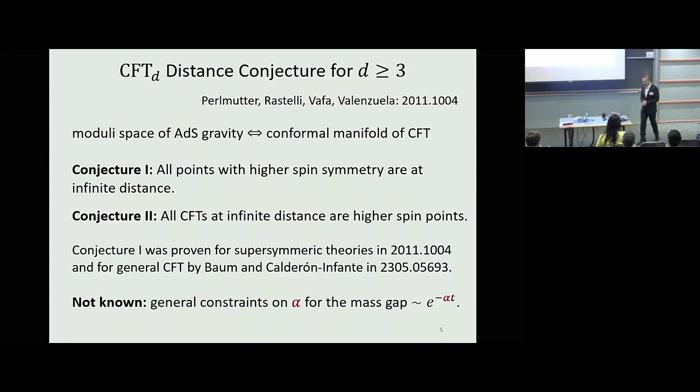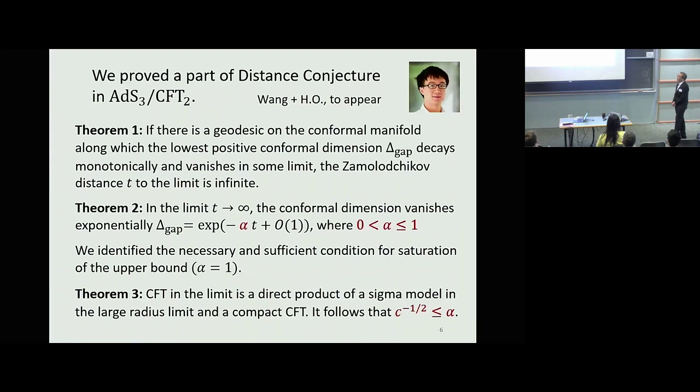I would like to point out that in their work, so far there is no general constraint on alpha. So my aim was to find some constraint on alpha. And so we did that. I did that with Ioannis in the context of AdS3 and CFT2. So this is the work that I would like to present to you today. This is a work in collaboration with Ioannis, and I hope it will appear very shortly.